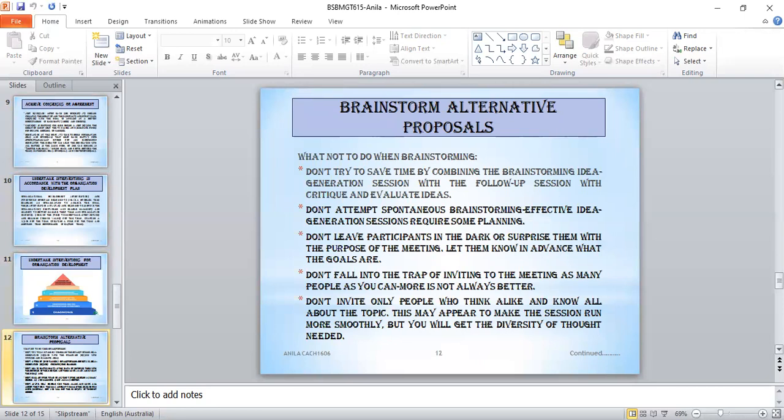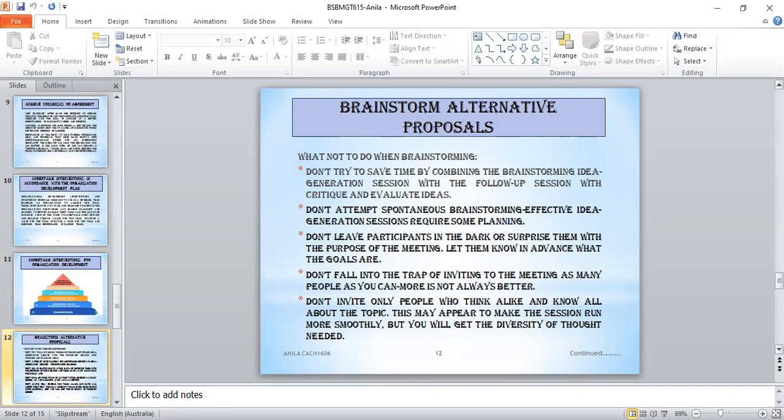What not to do when brainstorming? Don't try to save time by combining the brainstorming idea generation session with the follow-up session to critique and evaluate ideas. Don't attempt spontaneous brainstorming. Effective idea generation sessions require some planning. Don't leave participants in the dark or surprise them with the purpose of the meeting. Let them know in advance what the goals are.